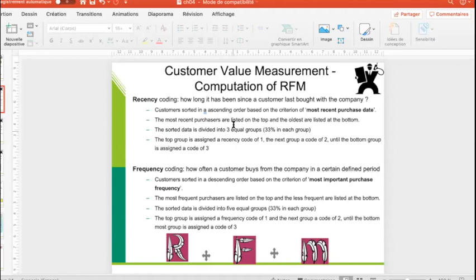So, as we have seen, recency means how long it has been since the customer last bought from the company. For example, 1 week, 1 month, 6 months, etc. As you have this information in your database, you can sort the customers in ascending order according to most recent purchase date. Customers who bought recently are in the upper part of the database, and those who bought not recently, the oldest ones, are listed in the lower part. The sorted data will then be divided in three groups, one third in each group, and you assign a mark from one, the best mark, to three.